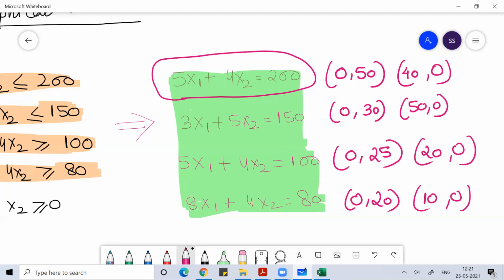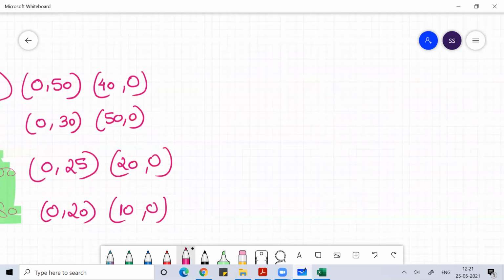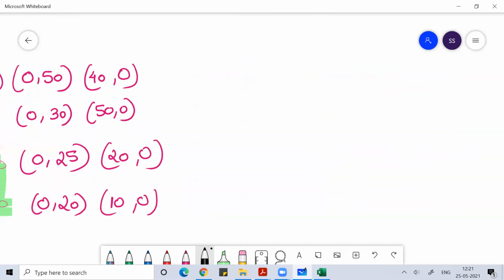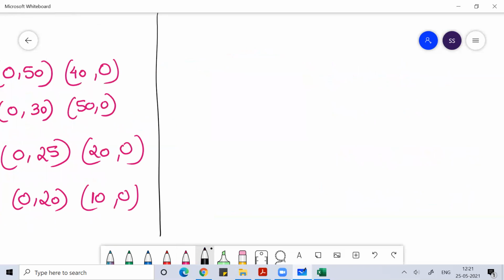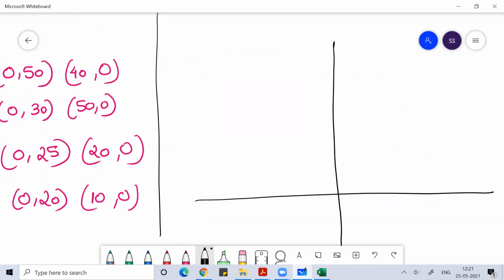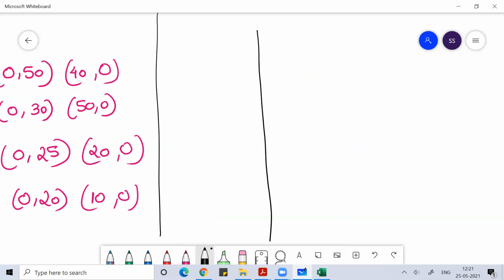You need to find the coordinates. Once you find the coordinates, then you draw a straight line on these coordinates. Keep these coordinates in your mind. Draw a straight line. Mark 0, 10, then 20, then 30, then 40.